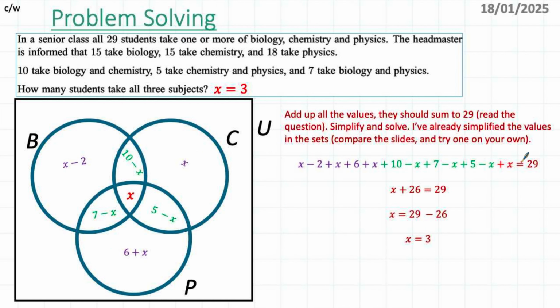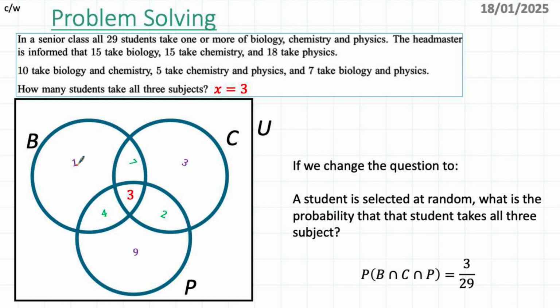Once you write it out, be careful how you write it out, how you expand your brackets. You'll eventually be able to simplify these. So notice how chemistry eventually simplified to x, biology simplified to x minus 2. This is 6 plus x. So I know that all of these will be adding up to 29. And then I can easily solve for x, which will give me 3. So once I know it's 3, I can then fill up the rest of the values.